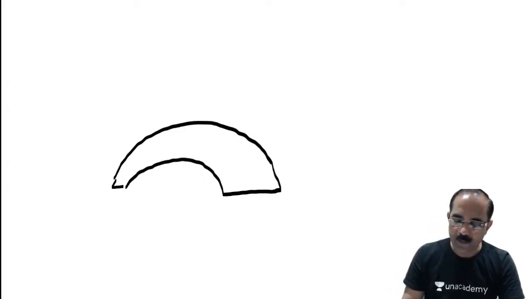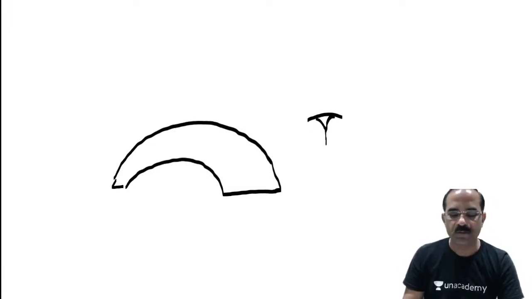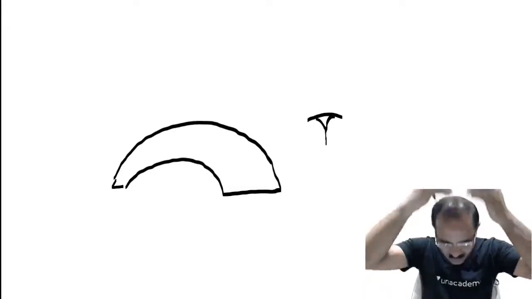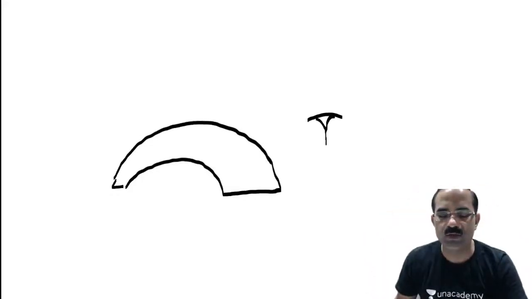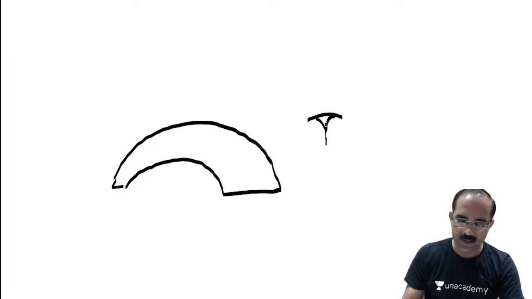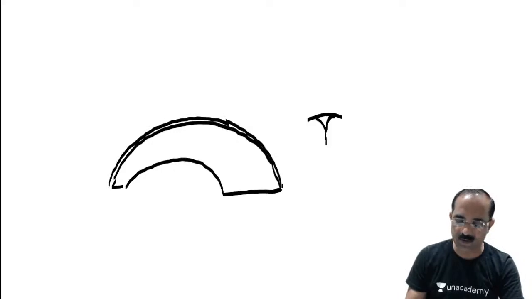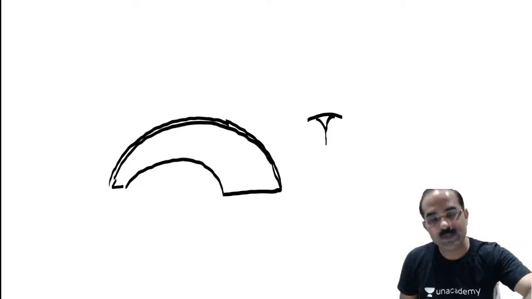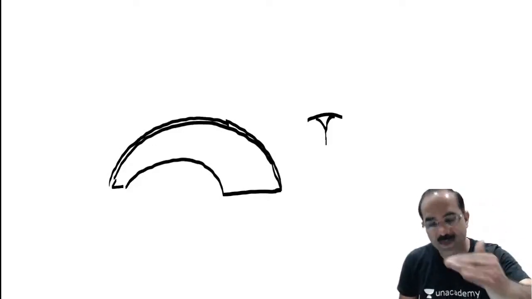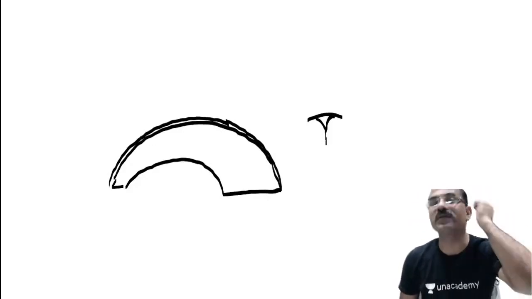The upper border of the falx cerebri goes up and splits like this, and this is attached to this suture. What is this suture here? This is the sagittal suture, and this sinus here is known as the superior sagittal sinus. So the superior sagittal sinus is enclosed by the falx cerebri on its upper border.